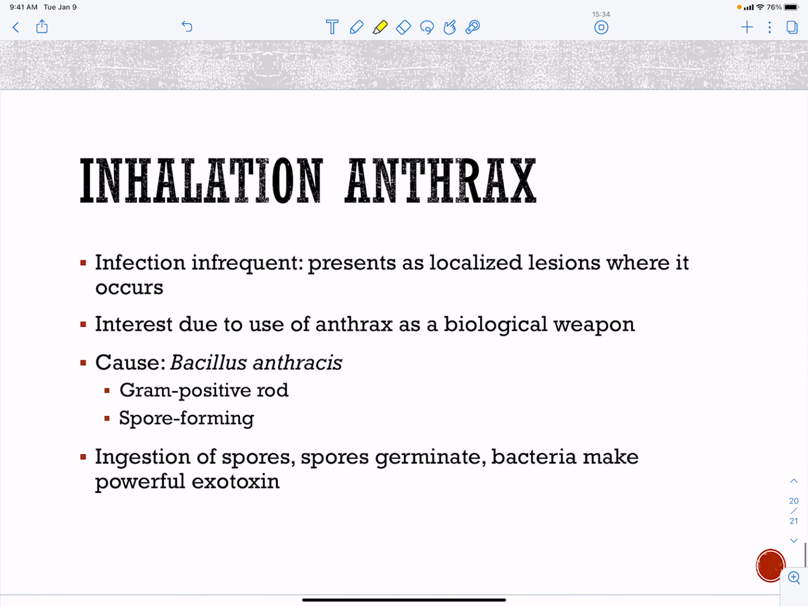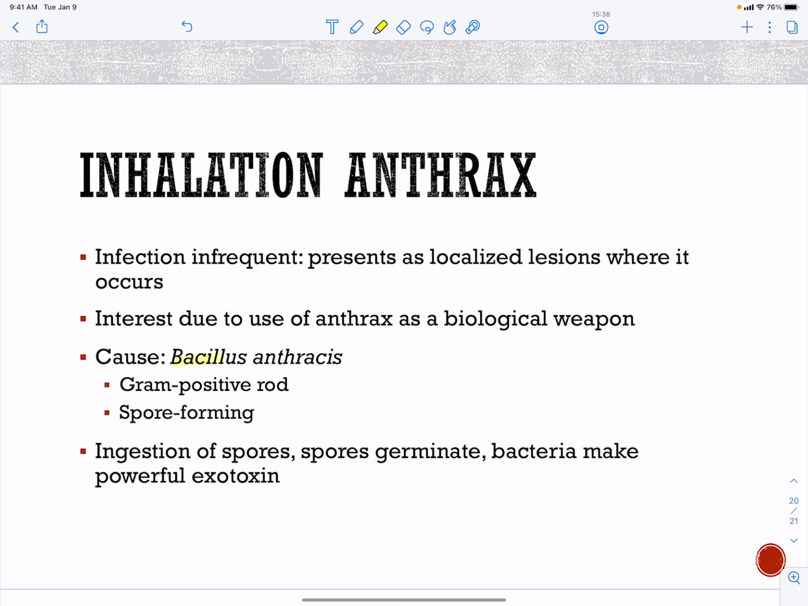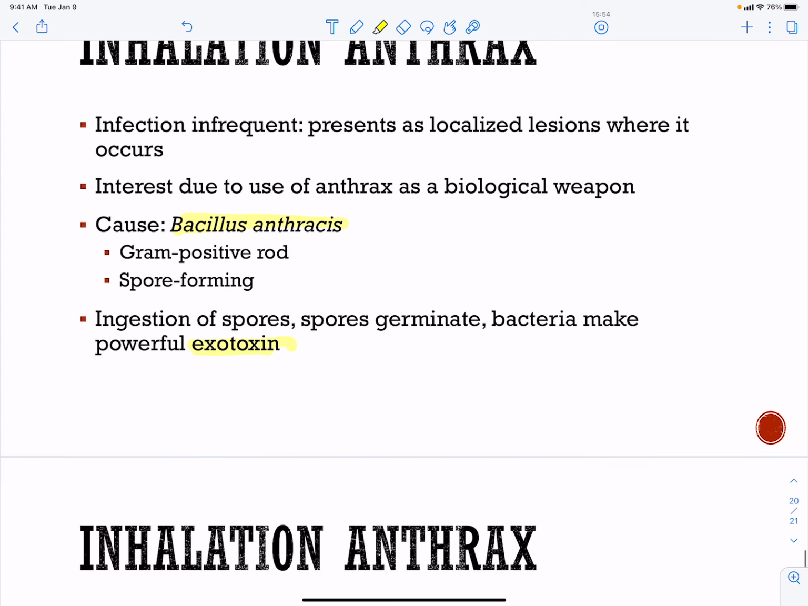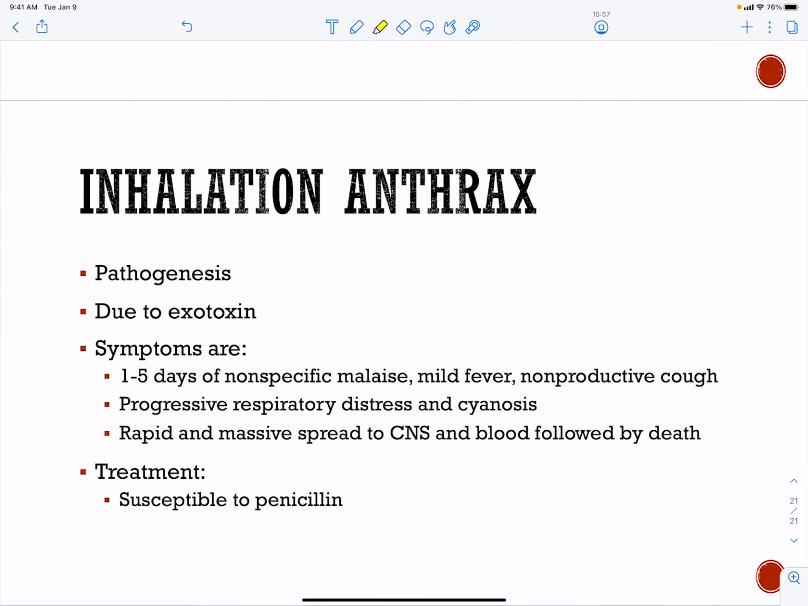Anthrax. So we have inhalation anthrax, which is Bacillus anthracis, and this is a gram-positive rod. It is a spore former. You're going to take in spores, inhalation of spores, and the bacteria are going to make their exotoxin, which is going to cause the potentially lethal infection of anthrax. So the pathogenesis simply is due to the exotoxin. You're going to have a progressive respiratory distress and cyanosis. You're going to have a massive spread to the central nervous system, and this is going to be followed by death.